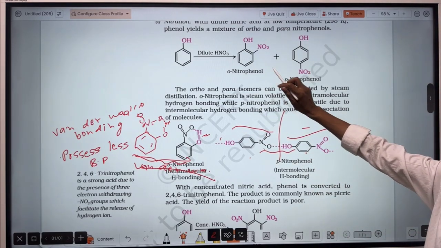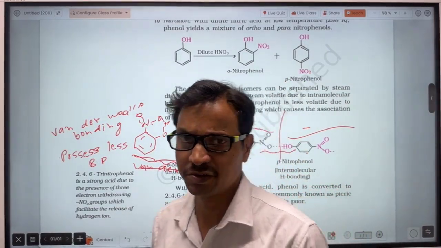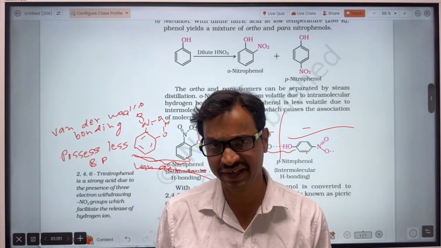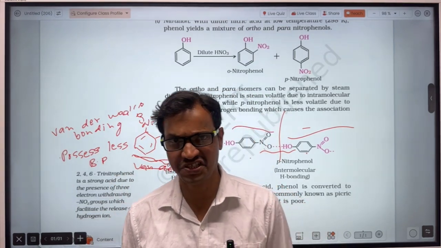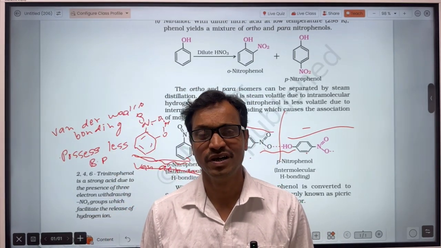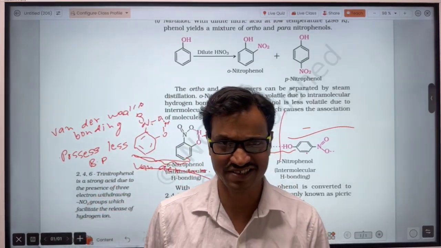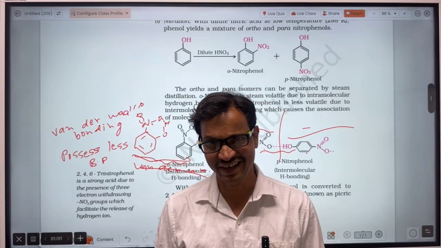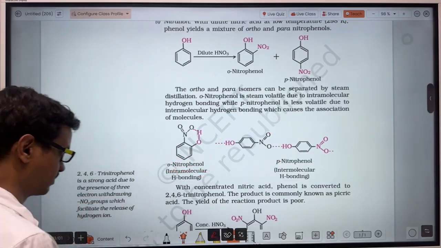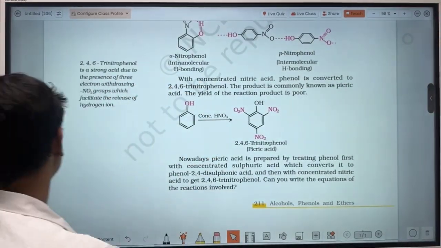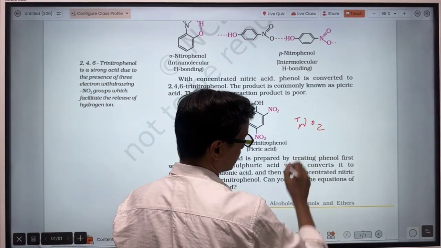So during the nitration of phenol, the orthonitrophenol and the para-nitrophenol so formed can be separated through fractional distillation, because the orthonitrophenol possesses a lower boiling point due to intramolecular hydrogen bonding, while the para-nitrophenol possesses a high boiling point due to intermolecular hydrogen bonding. Okay. Next point: when phenol is treated with conc. HNO3, what happens here? The number of NO2 electrophiles will be very high.